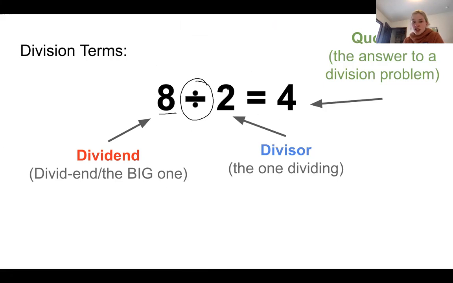Next, we have our division symbol, and then we have the digit 2. And this is represented as the divisor, and that is the one dividing. I like to think of that kind of like if you've ever played the game Fruit Ninja, like there's fruit flying at you, and then you take the fruit and karate chop it into smaller pieces. It's kind of like the divisor. That's the one dividing. And then lastly, we have the quotient.